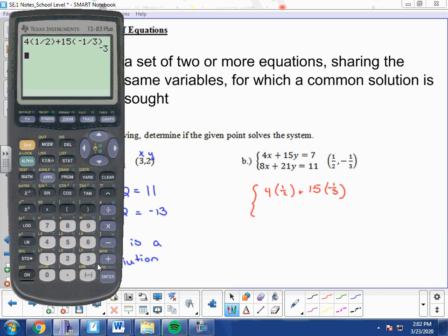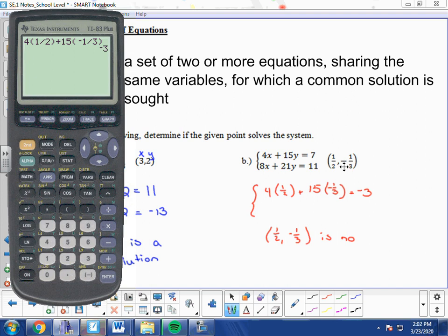This is going to equal negative 3, and so this equation actually does not equal. Now we could go ahead and type into the second one and see that it does not equal for the second equation as well, but all we need is 1. For it to be a solution, the point has to make both of these two equations equal. And so here in the first one, if we substitute it in, what that would say is negative 3 is equal to 7, and we know that that is not true. So 1/2, negative 1/3 is not a solution.